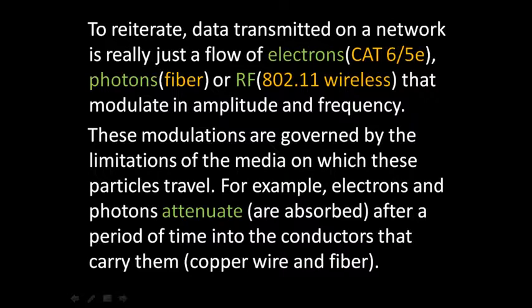To reiterate, data transmitted on a network is really just a flow of electrons, as with category 6 and 5e, or photons, such as fiber, or RF when using 802.11 wireless, that modulate in both amplitude and frequency. These modulations are governed by the limitations of the media in which these particles travel. For example, electrons and photons attenuate, that is, they are absorbed, after a period of time into the conductors that carry them, such as copper wire or fiber.